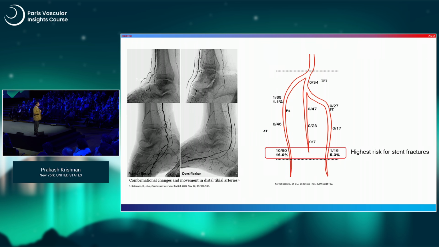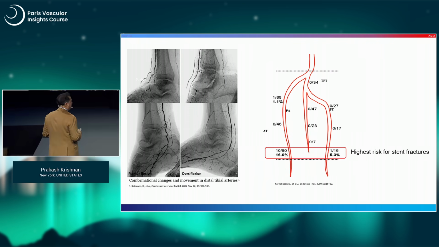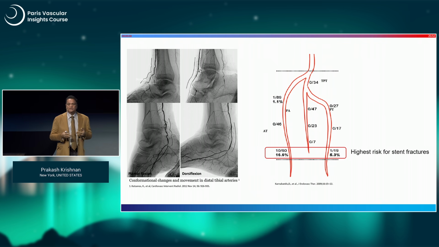So the problem with these bioresorbable scaffolds is that our lesions aren't proximal lesions. They're mid, they're distal, they're inframalleolar, and we don't have a solution for that. So if you start putting anything below 10 centimeters above the ankle, what will happen is you will go ahead and have strut fractures or stent or scaffold fractures.